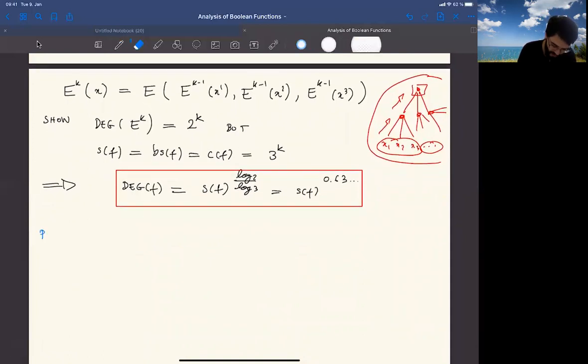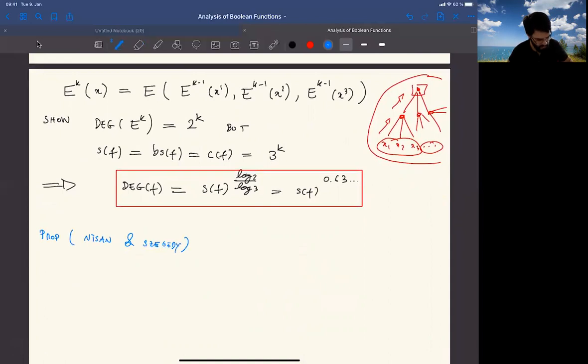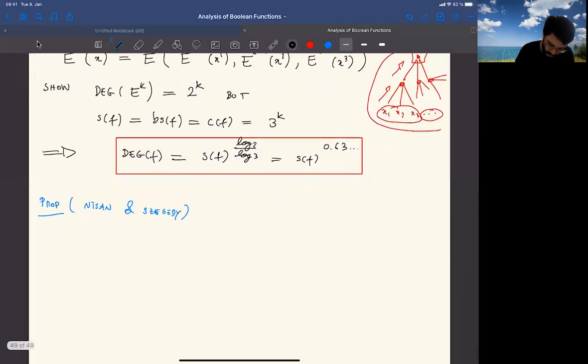So proposition or lemma, let's say proposition. This is due to Nisan and Szegedy. A bunch of these lemmas are due to other people, and I probably forgot to mention. Hopefully they won't be mad at me, but in any case, block sensitivity of f, and this is a very nice argument. Block sensitivity is bounded by the degree of f squared. Okay.